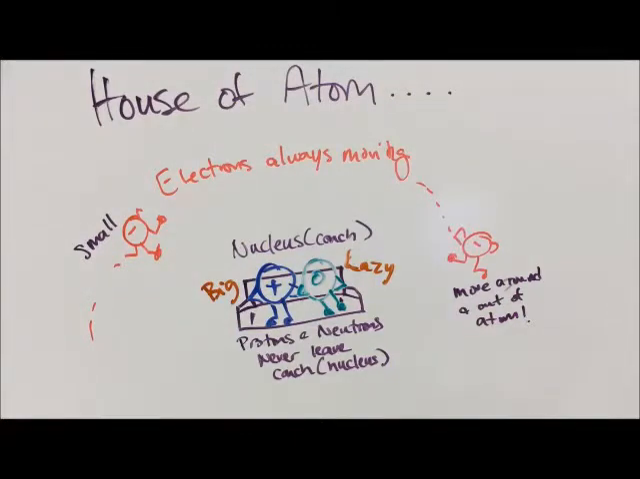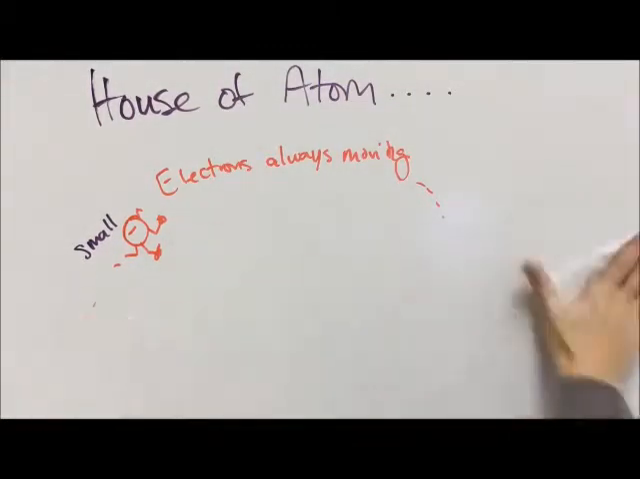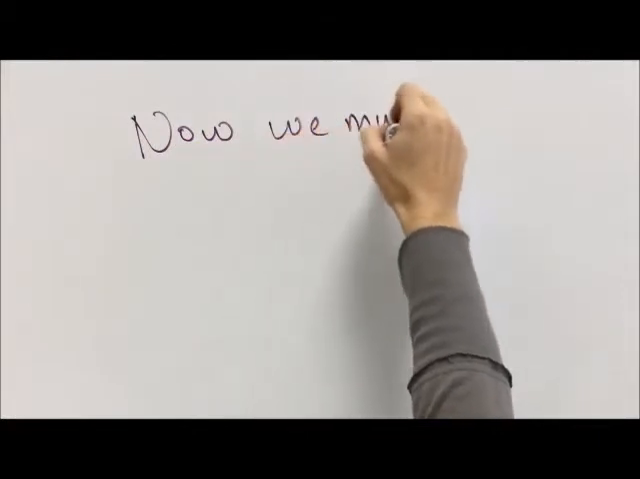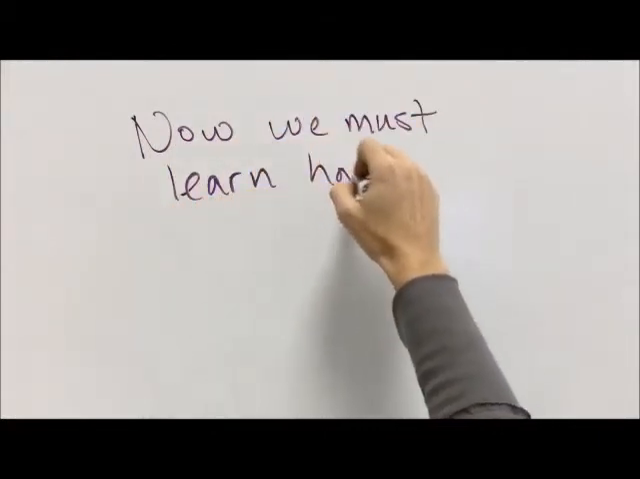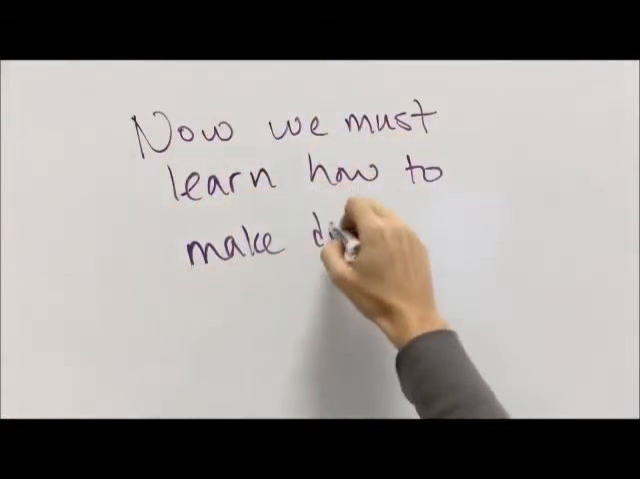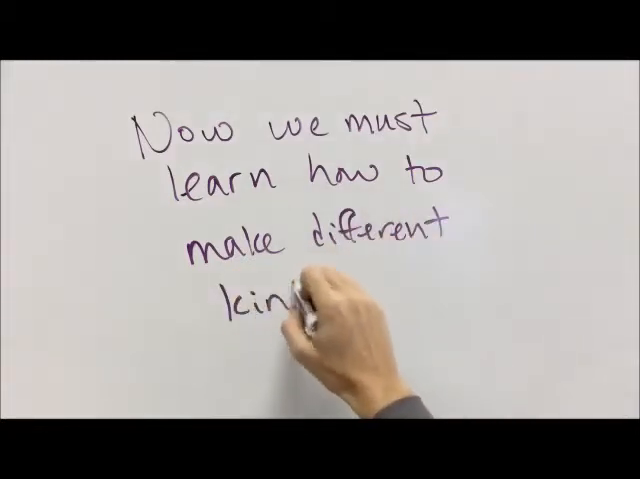So, protons and neutrons, big, lazy things, always on the couch. Electrons, moving all around, doing the hokey pokey, if you will. And now that we know about the 3 particles, we have to learn how to build all of those different types of atoms.